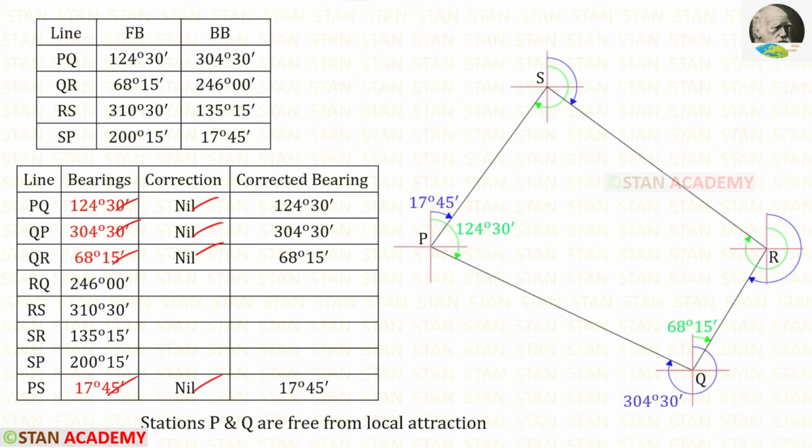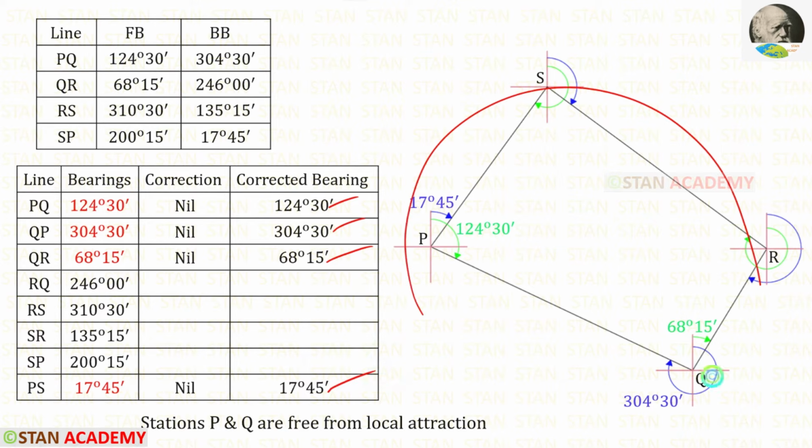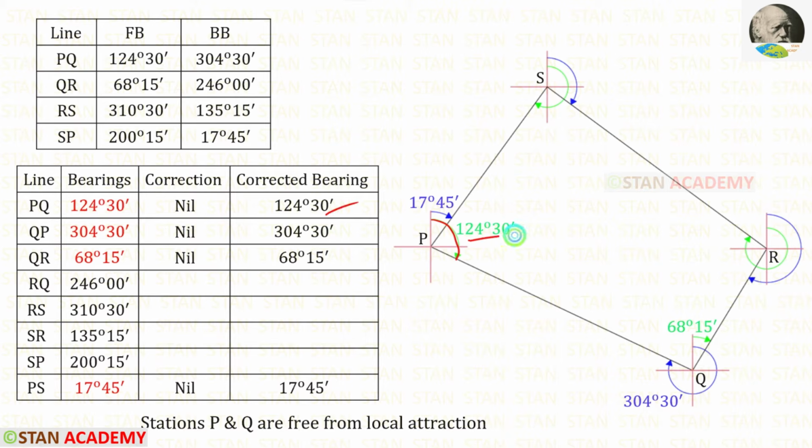We can directly enter them in the corrected bearings. Only for these four readings, we have to find the corrected readings. Now let us enter these four correct bearings in the traverse. PQ is 124 degree 30 minutes. QP is 304 degree 30 minutes. QR is 68 degree 15 minutes. and PS is 17 degree 45 minutes.